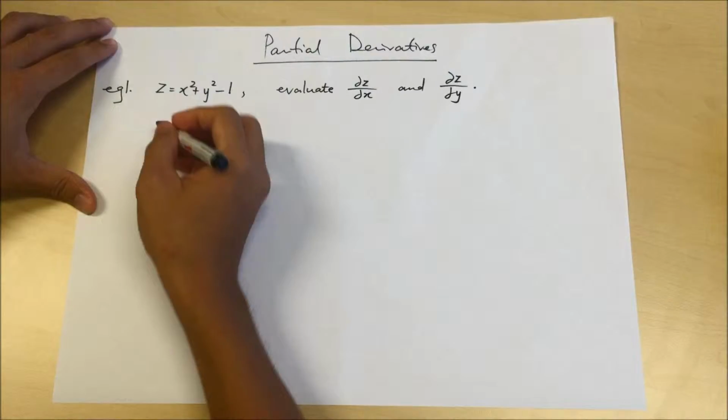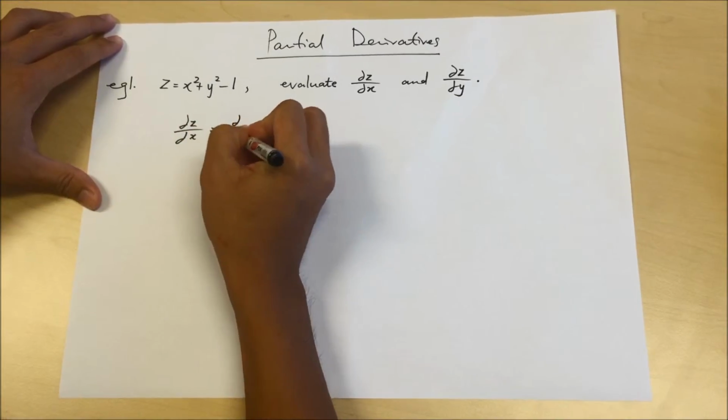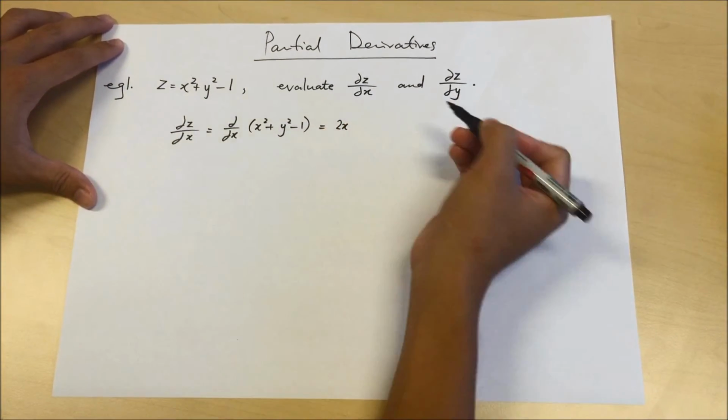For this question, we are going to solve del z over del x and del z over del y. For del z over del x, we are differentiating equation z with respect to x. So we differentiate x squared and get 2x. We treat the other terms as constant. For example, we treat y squared as a 2, and when we differentiate 2, we get 0. Hence, the answer is just 2x.